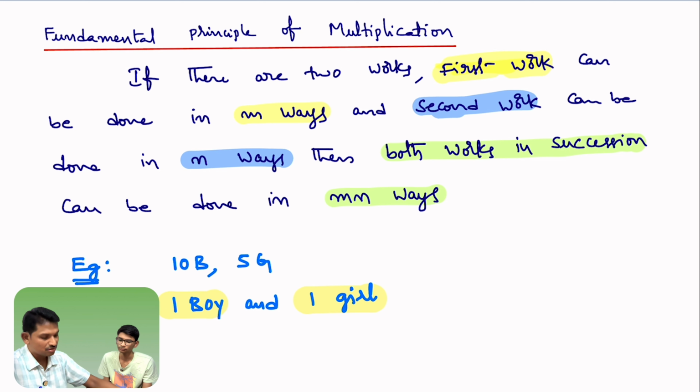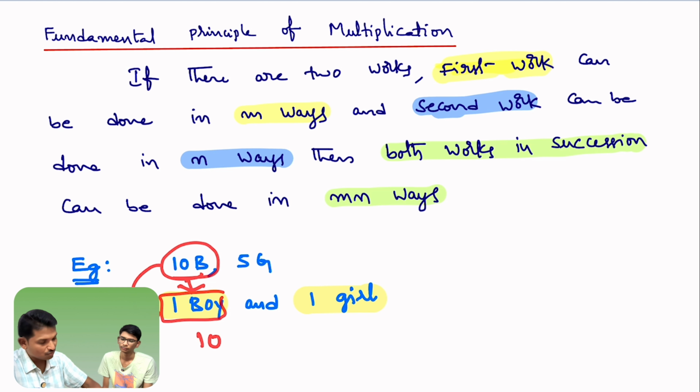So one boy you need to select. How many ways can you select one boy from 10 boys? In 10 ways. What are those 10 ways? Boy 1, Boy 2, like that. Selecting one boy from 10 boys means 10 ways.